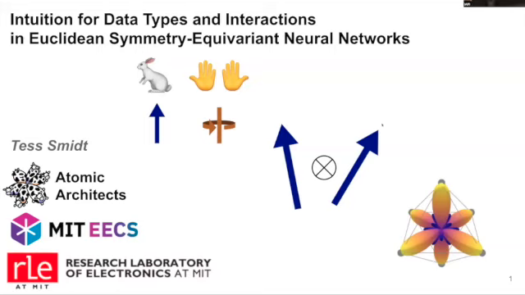I'm over at MIT, and myself and my research group work a lot with symmetry-equivariant neural networks. Sometimes these types of neural networks get a bad rap for being very confusing. So I thought I would present some intuition for the data types and interactions in these types of models.